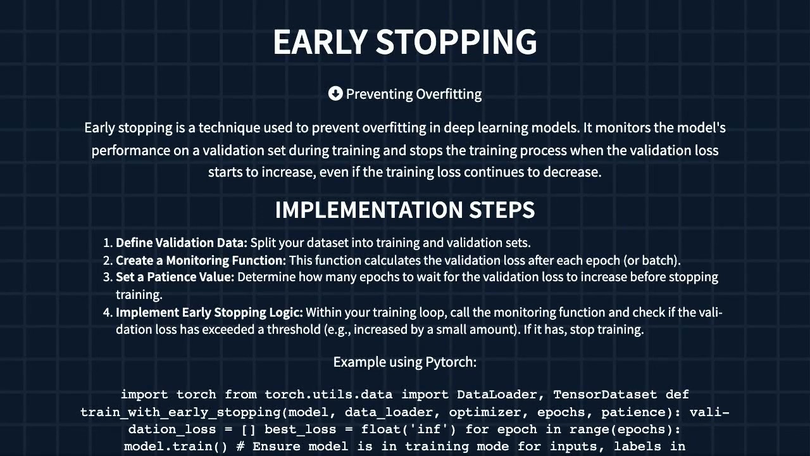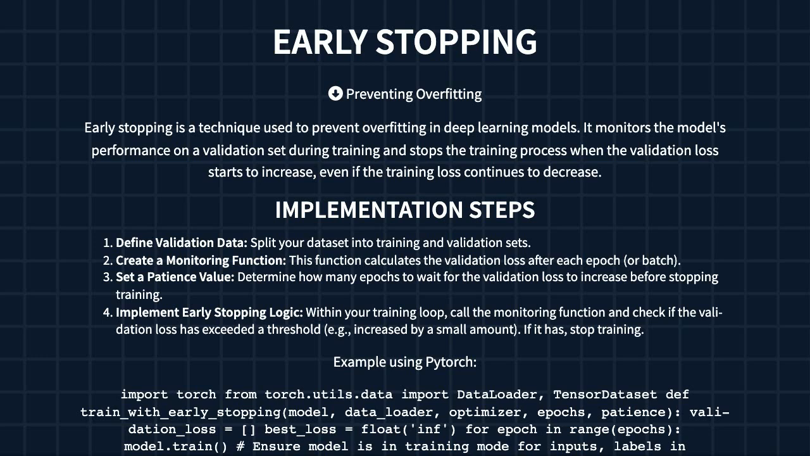Let's talk about early stopping, a really helpful technique to avoid your model memorizing the training data and becoming overfit. It basically means we keep an eye on how well our model performs on data it hasn't seen before, specifically a validation set. We track its loss there. If that validation loss starts getting worse, even if the training loss is still going down, it's a sign that we need to stop because the model is starting to learn the noise in the training data rather than the true patterns. We define how long we'll wait for things to get worse before stopping.